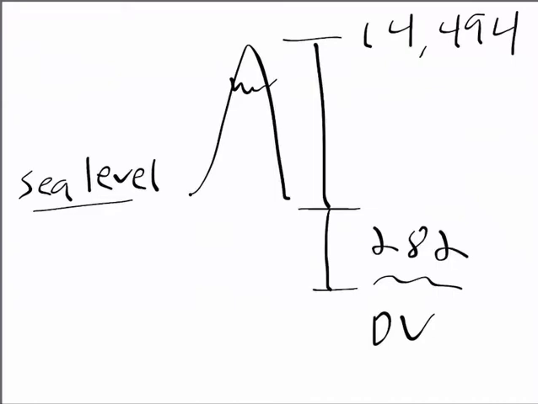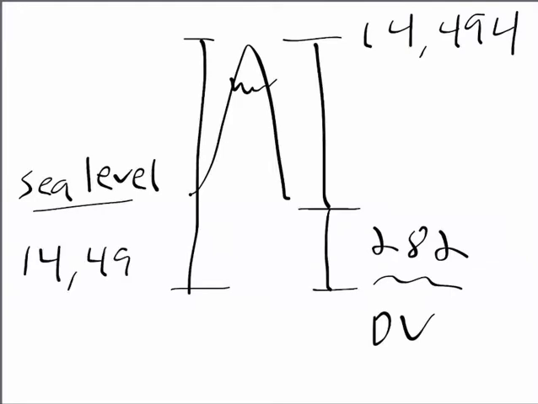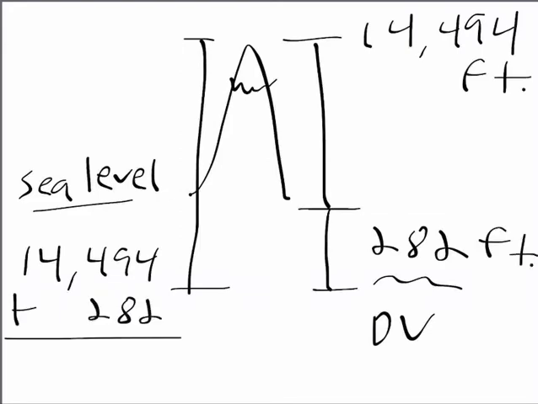And what we see here is that if we combine the distance from the top of the peak to the bottom of Death Valley, we're just adding those two numbers. We get 14,494. I'm just going to label everything as feet, plus 282 feet. We're going to get 14,776 feet.